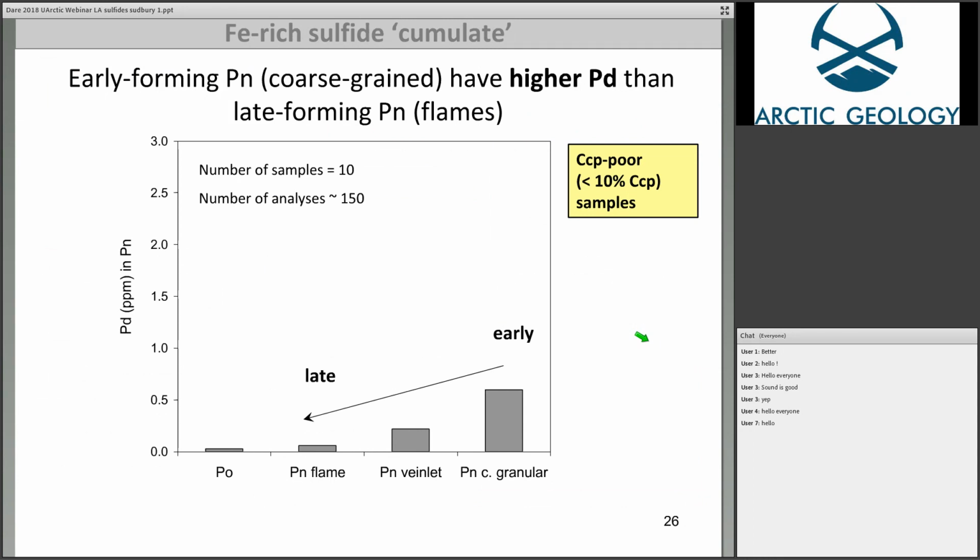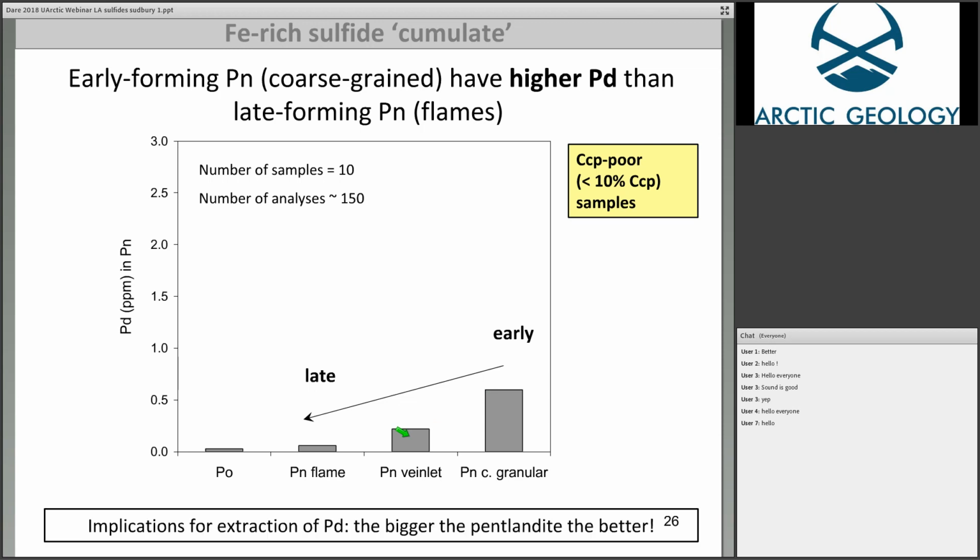So what I did was to laser each of those different textures of pentlandite. That's what I have here on the x-axis, starting off with the early on the right: your coarse granular pentlandite, your intermediate veinlets, and your late pentlandite flames. On the y-axis, your palladium concentration in each of those pentlandites. So you can see that the earlier the pentlandite formed, the richer it is in palladium. That's because it subsequently depletes your iron-rich sulfide in palladium, so the later you form, there's just less palladium to go into it.